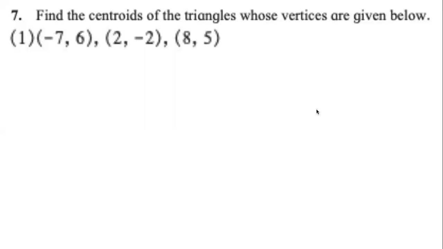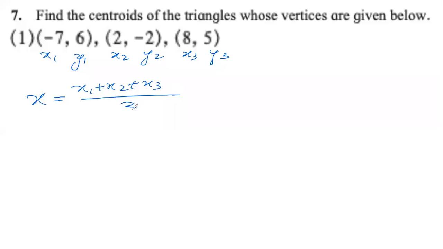So the main formulae are this and this. Let's try this question from practice set 5.2, question number 7, part 1. Find the centroid of the triangle whose vertices are given below. So these are the coordinates of the vertices. Very clearly, we can say this is x1, this is y1, x2, y2, x3, y3. It doesn't matter which is 1, which is 2, which is 3, because at the end of the day, we have to only add them. We have to find the coordinates of the centroid. So we will find the x coordinate as x1 plus x2 plus x3 by 3.